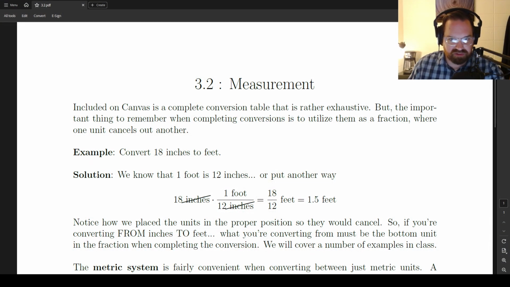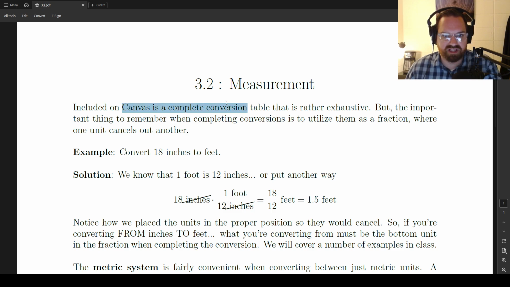Again, all these notes are available on Canvas. You can download them. You can review them at your own discretion if you'd like. But really, again, I like going through them because it provides a nice framework for the whole section of content. I do want to point out that on Canvas, I do have a conversion table that has a lot of conversions, probably far more than you'll need for the purposes of this course.